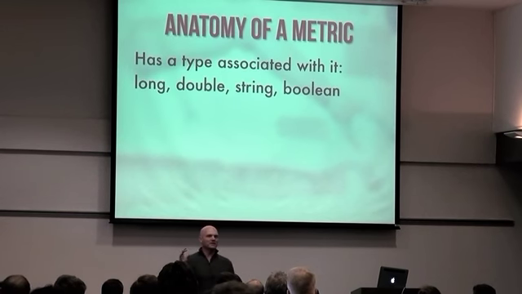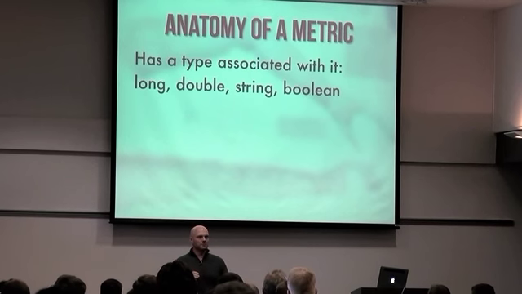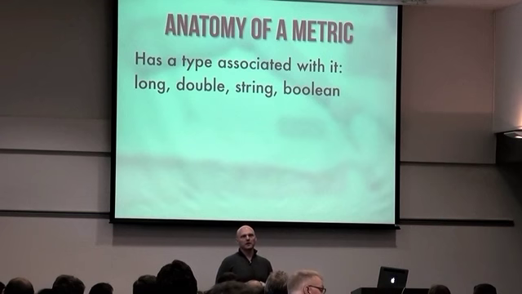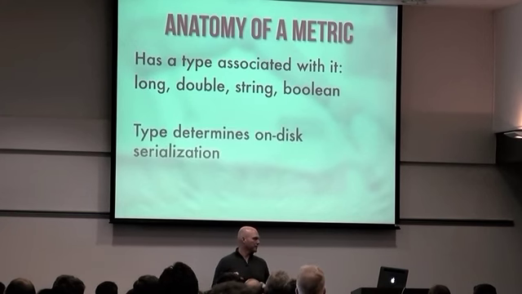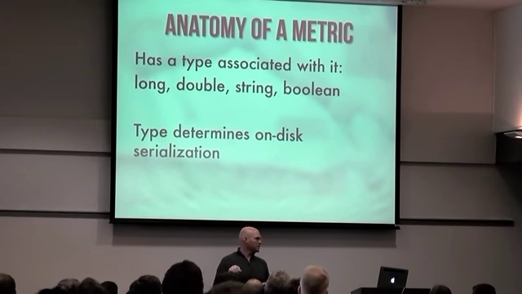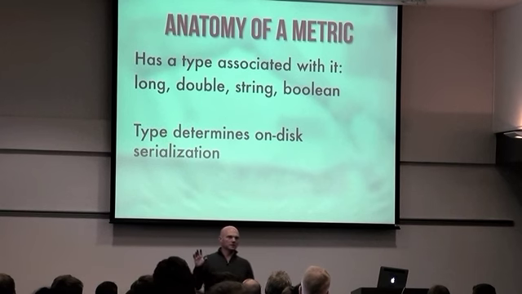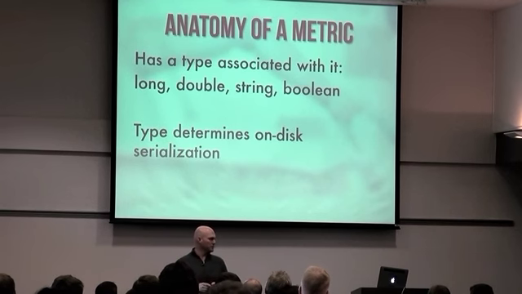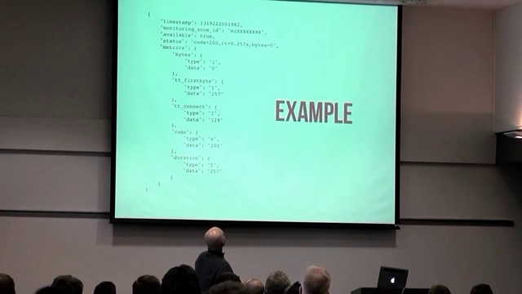A metric has a type associated with it. It's pretty obvious you're going to be dealing with doubles and longs, and in our case we also allow string and Boolean metrics, and those behave a little bit differently, and I'll talk about those in a bit. Type determines how the metric gets serialized on disk. We do use version serialization so that we can change those things up in the future and also support different, more complex data types in the future.